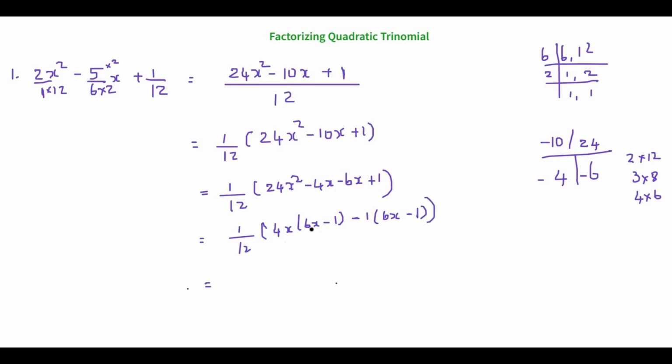So now as you could see, there are two terms which is common, 6x minus 1 and 6x minus 1. So we can write it as 1 by 12, 6x minus 1 and 4x minus 1. So you can stop with this, or if you want you can further simplify this with the denominator. So isn't it easy? First we are going to take an LCM, then bring this out common, and then the regular steps as we do it for all the factorization.